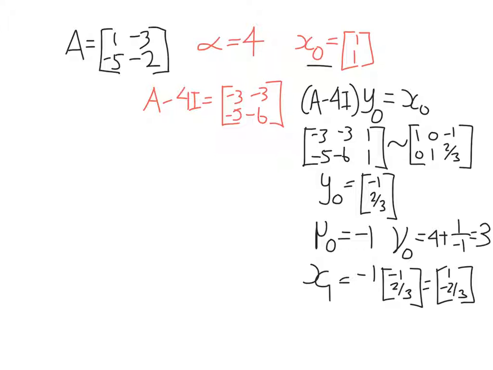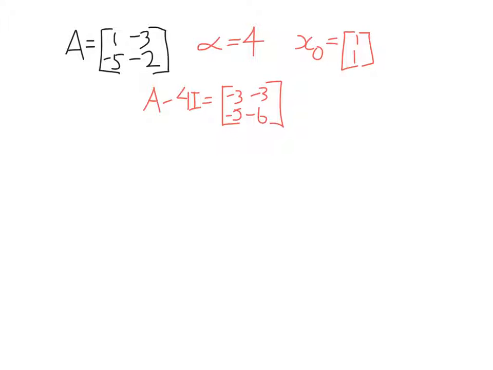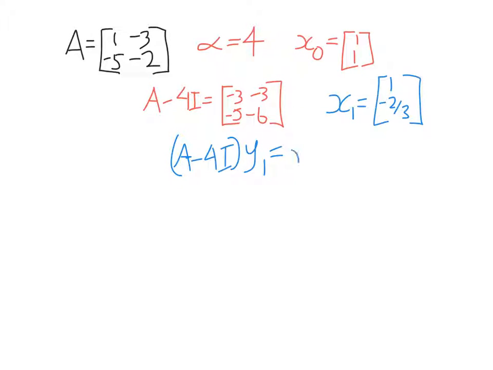So please pause and copy this down because I'm going to get rid of it and then do the next iteration. I found out that my guess here, x1, was the vector 1, minus 2/3. So I follow the process again. I need to solve A minus 4I times some vector, this is now going to be called y1, equal to x1, this vector here.